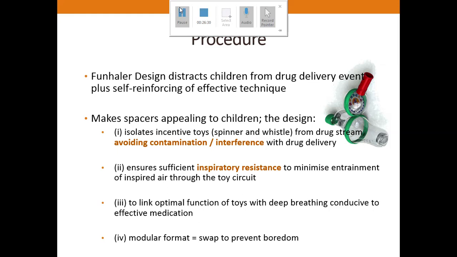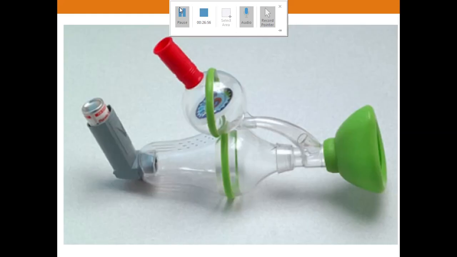They linked the optimal function of the toys with the deep breathing. So like I said, the toys work better if they breathed in a deeper way, which meant that they had to do it in this way if they wanted the toys to work at their best. And that's what they needed to do for the medicine. And it had that modular format, so they could have swapped the spinner and swapped the whistle if they were getting bored of it. Okay, so there we go. It's kind of what it looked like from the side. So you've got the mask, the spacer, the inhaler, the spinner, and the whistle.